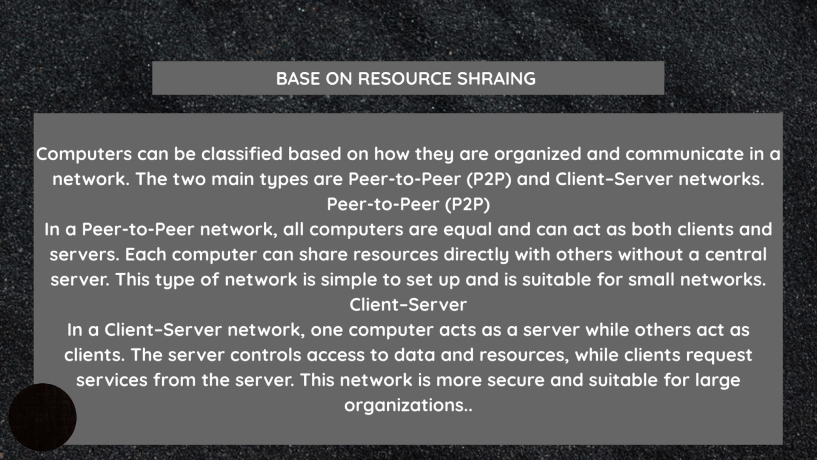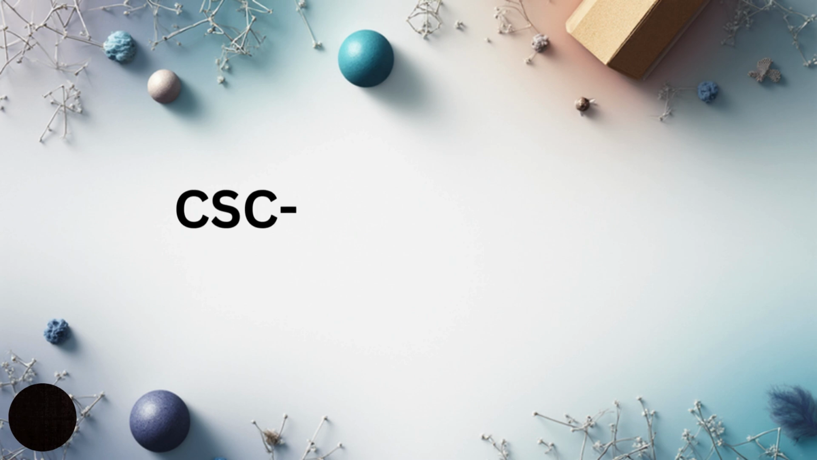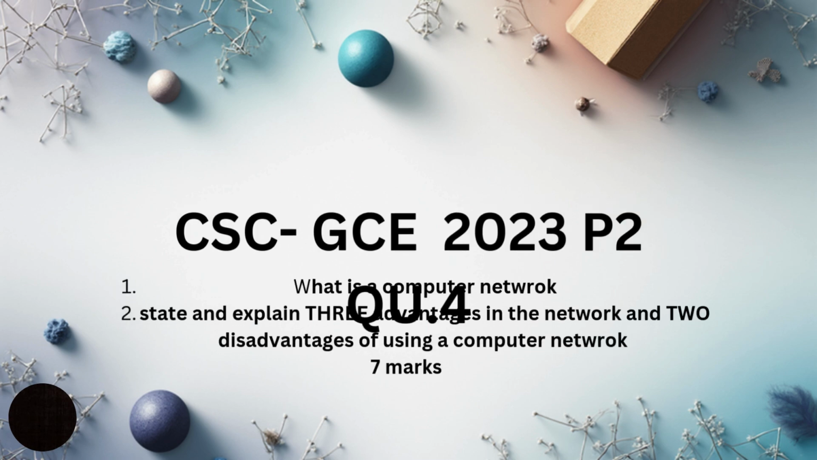So we're now going to see an example of a question that came in the GCE Advanced Level 2023 Computer Science Paper 2, question 4, for 7 marks. What is a network? As we said earlier, a network is a connection or interconnection between two or more devices in order to share and communicate among each other using shared communication links. This question was for 2 marks. State and explain 3 advantages and 2 disadvantages of a computer network.